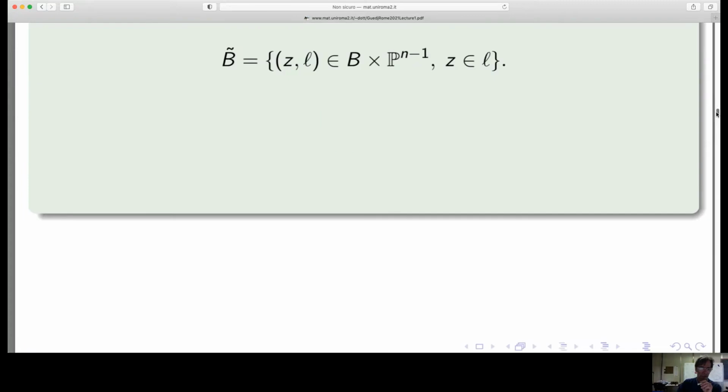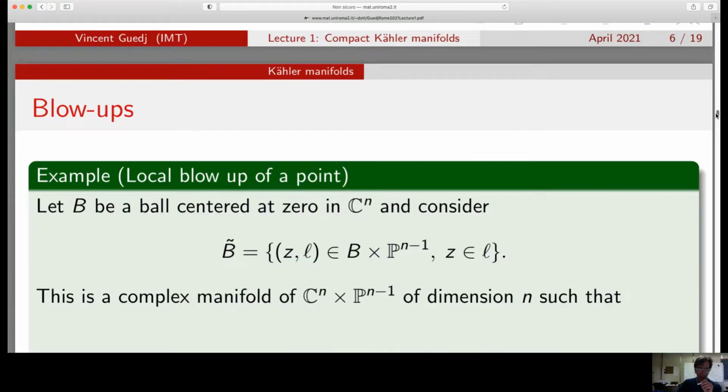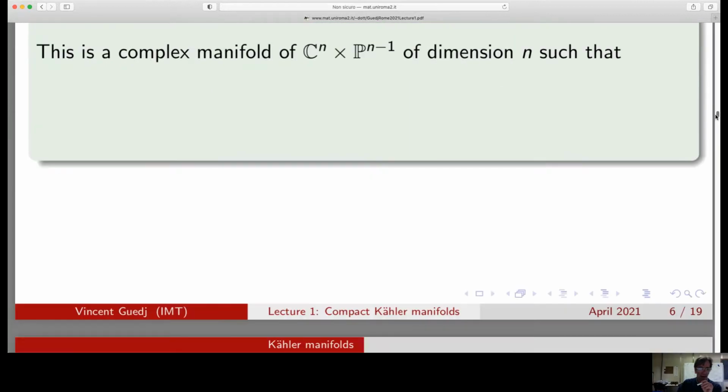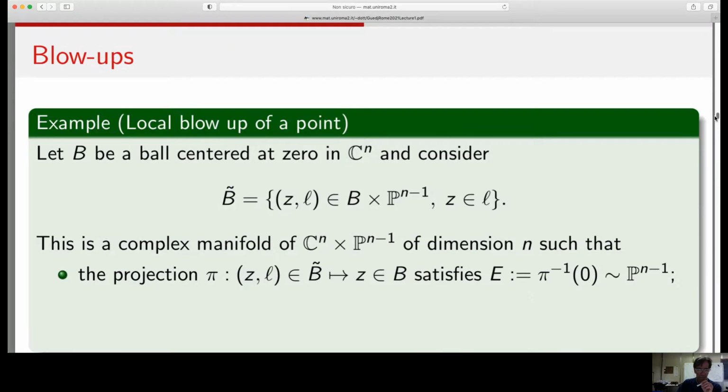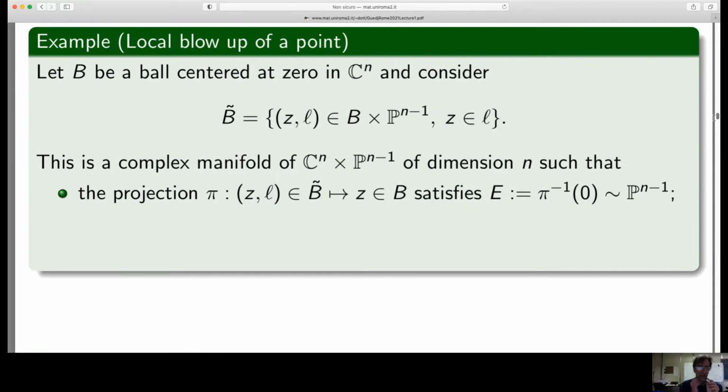Actually, P^(n-1) or Pm, sorry. And this B tilde is also a Kahler manifold. Note that B tilde has a simple structure, because if you look at the projection from B tilde to Cn on the first factor, the fiber over any point different from 0 is just one point. Actually, the pre-image of 0 is the entire projective space P^(n-1). This pre-image of 0 is called the exceptional divisor, usually denoted by E.